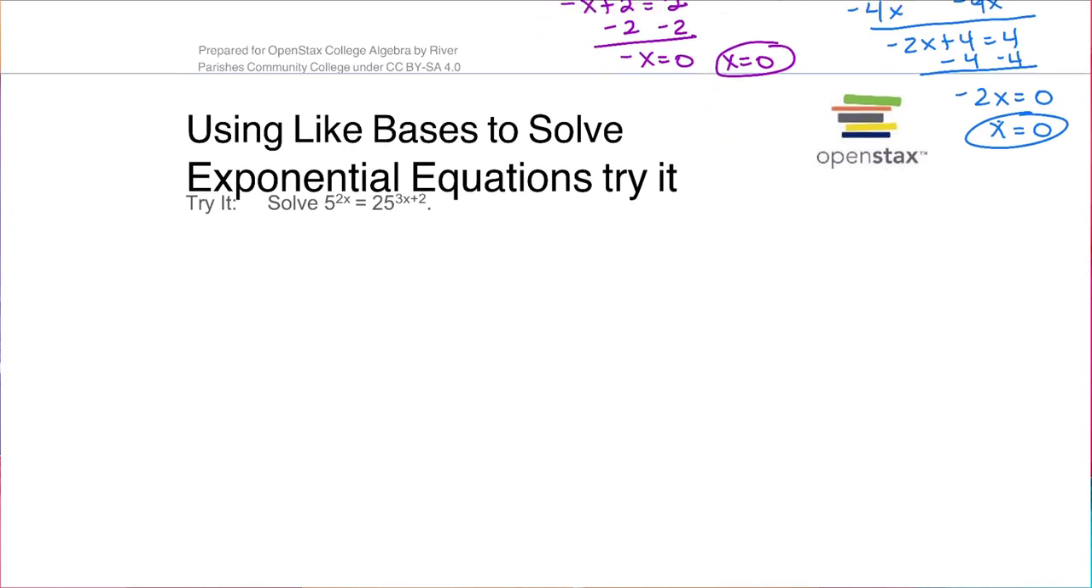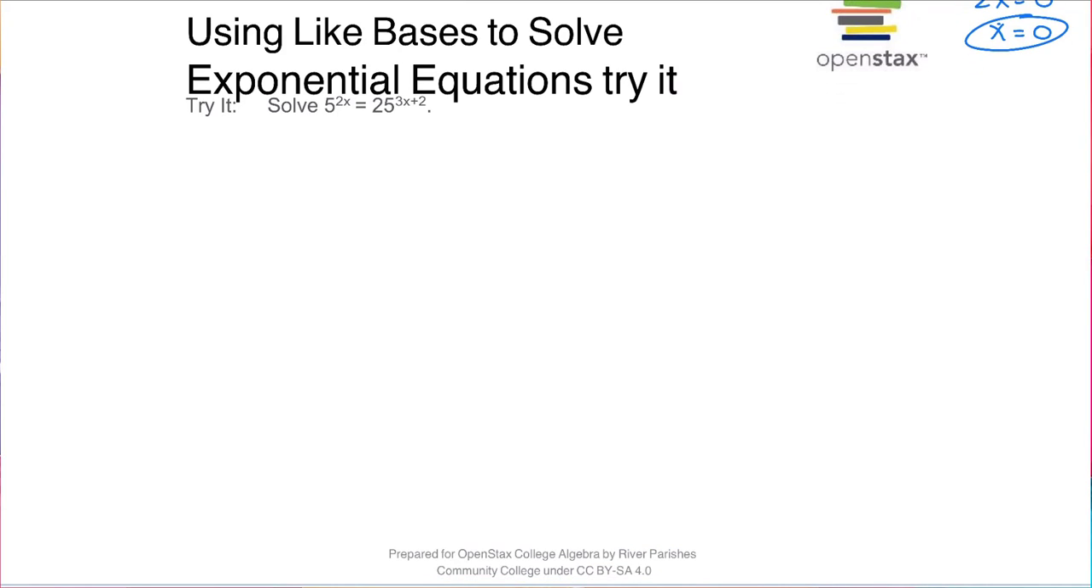Alright, so you guys try this. Solve 5 to the 2x equals 25 to the 3x plus 2, and come back when you're ready, and we'll go over it.